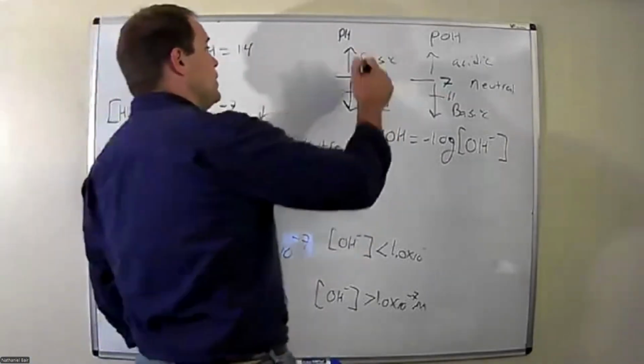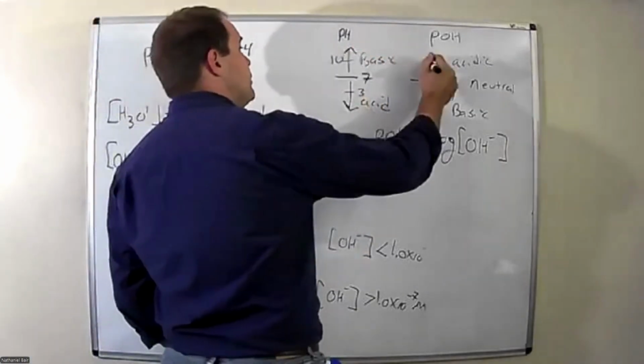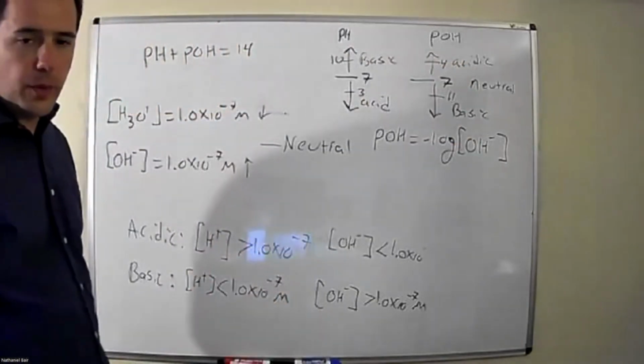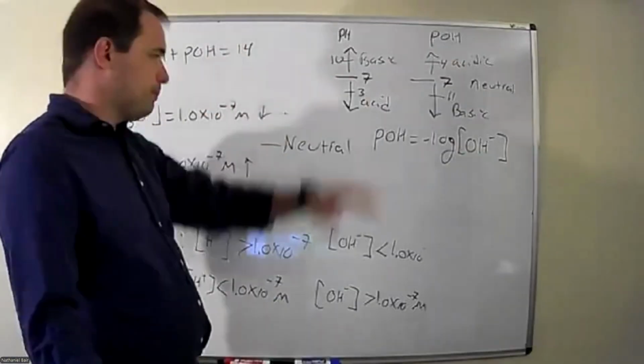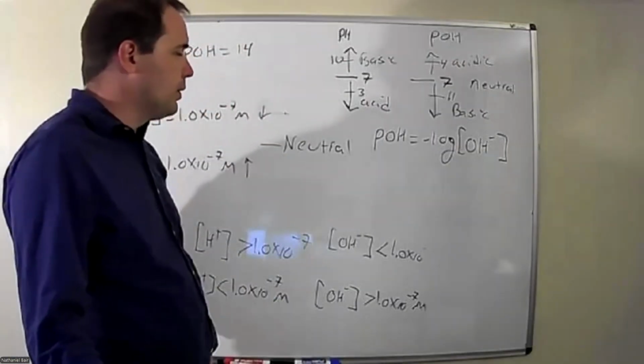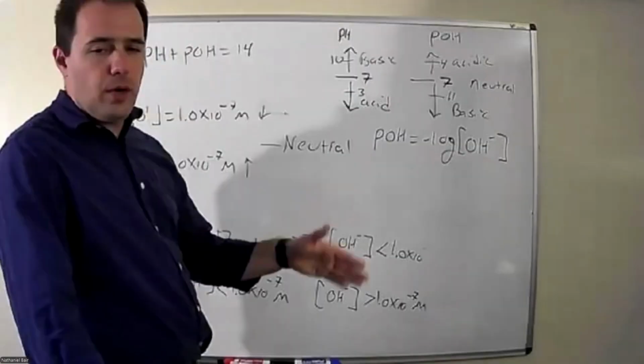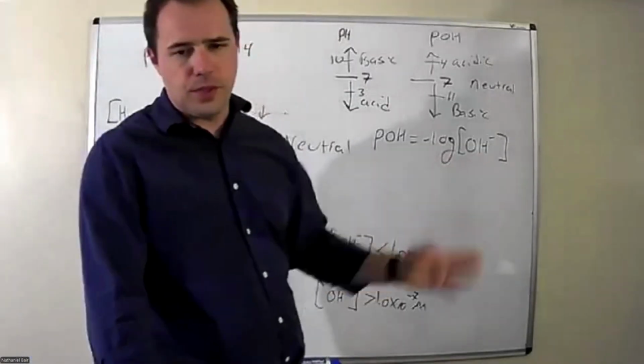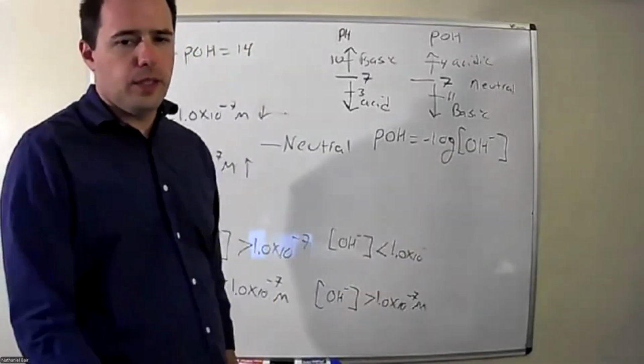If you have a solution with a pH of 10, then the pOH must be 4. And that's how we can very quickly get there. So that's an important equation. You use the pOH formula just like the pH formula, where you just plug the hydroxide concentration in here.